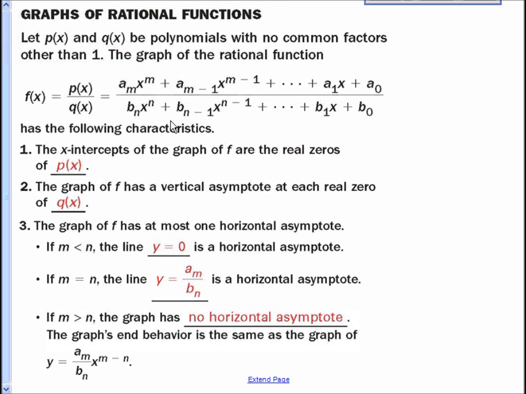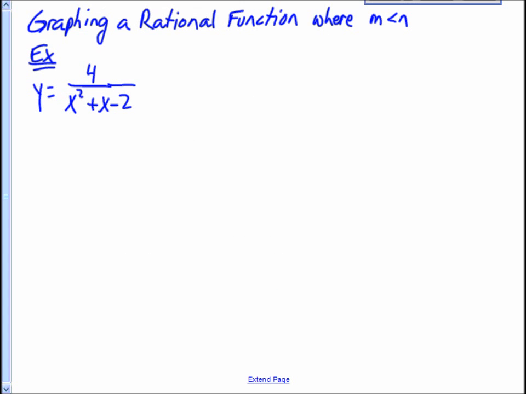So the first example we're going to look at is graphing a rational function where the degree of the top, m, is less than the degree of the bottom, n. And the first thing I like to look at when I'm graphing these is my vertical asymptotes. Where is this thing undefined? So you look at your denominator, x squared plus x minus 2. You say, where would this thing be undefined? And you just go ahead and factor that.